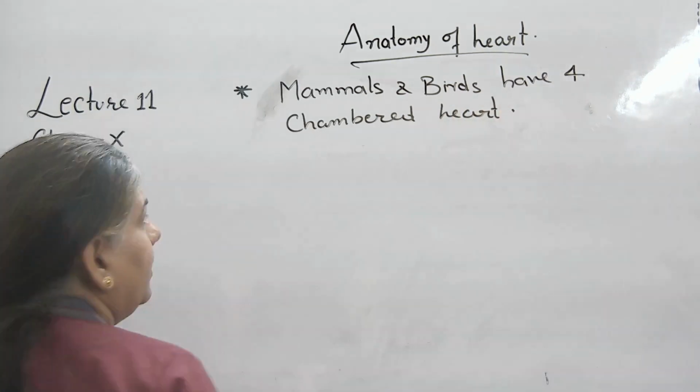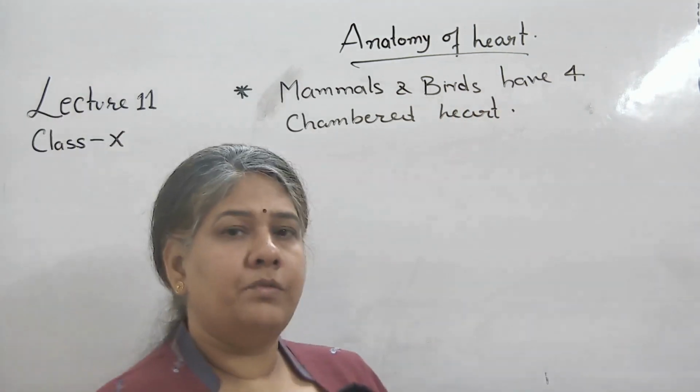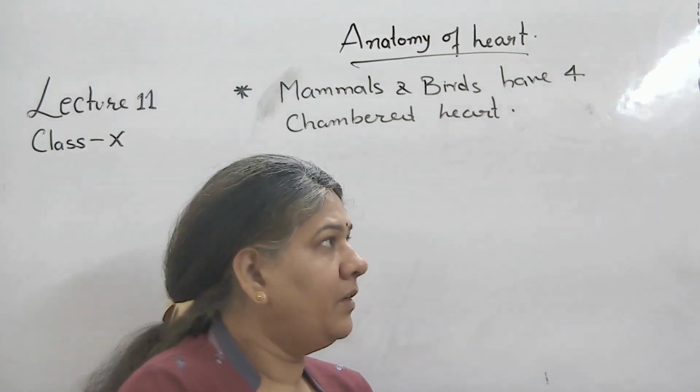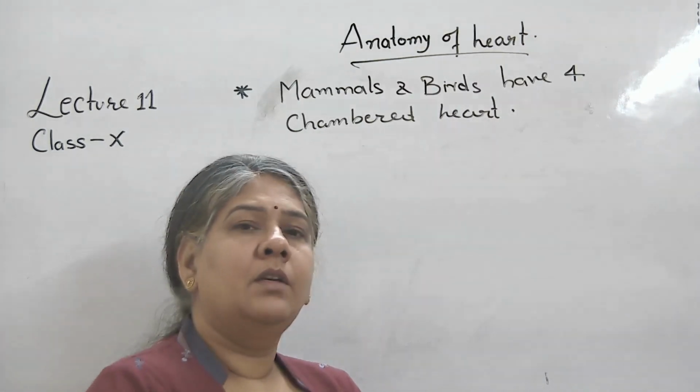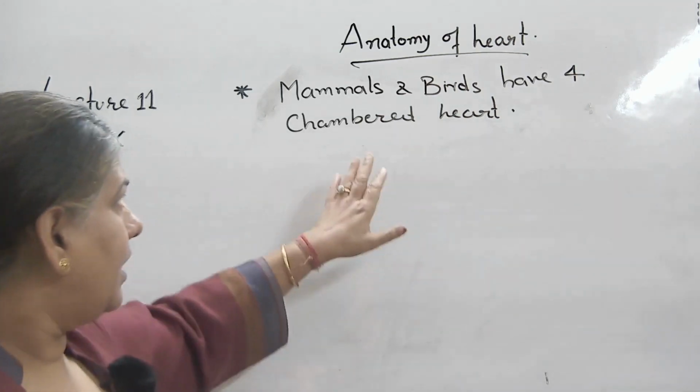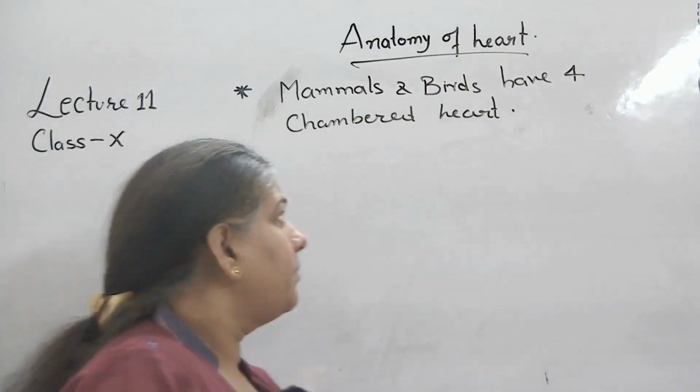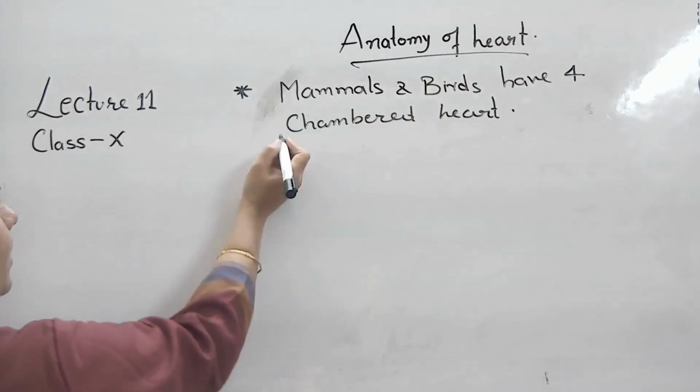So, and this is the most evolved form of heart. Rest animals, they may have 2-chambered heart or 3-chambered heart. We'll discuss that after discussing human heart. Okay.